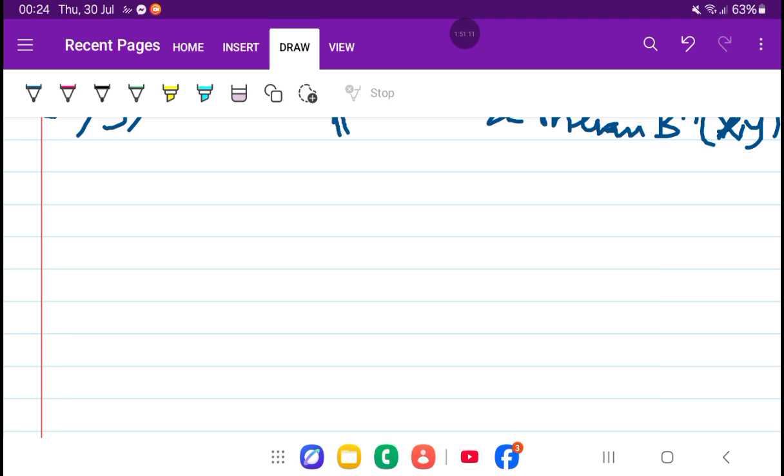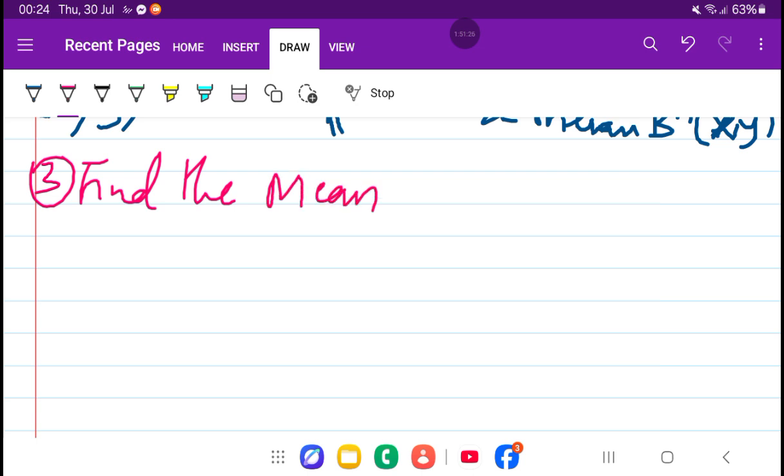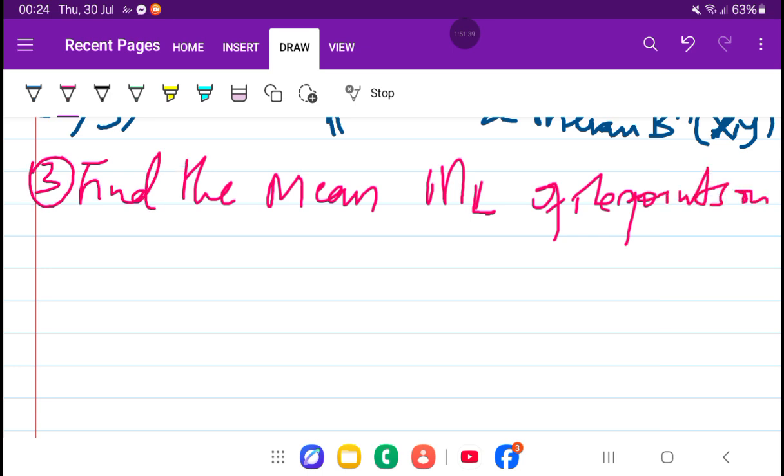So step 3, let me write these steps. Let me even change the color. Step 3, we find the mean. Let me call it m left of the points. These points are both for x and y. Points on the left. Let me say ml for x and then y.